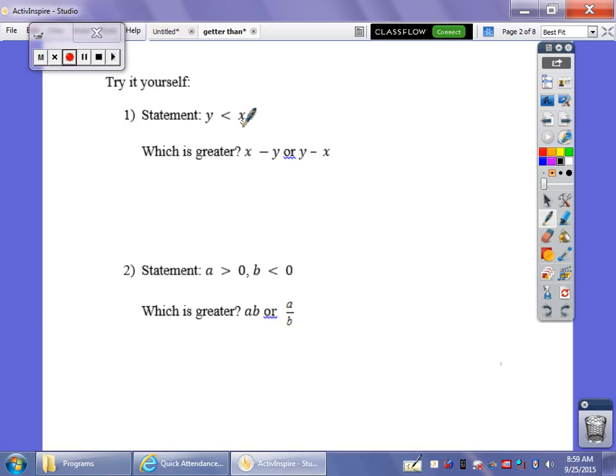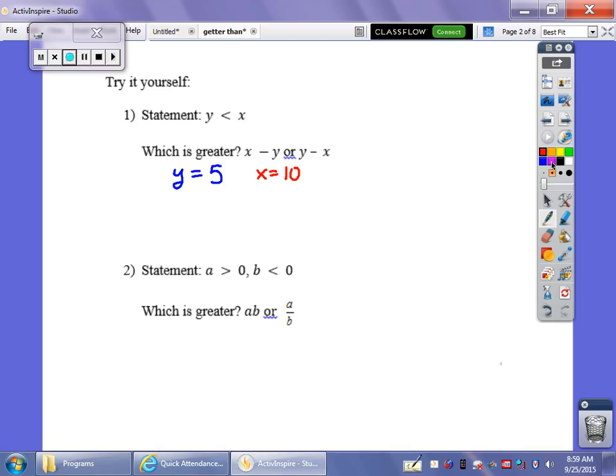So then it says, which is greater, x minus y or y minus x? When we look at this, we just have to say, well, what do we want y to be? So let's say y can equal 5. If y is equal to 5, and x is any number greater than 5, let's use an easy number like 10. So now we know that 5 is less than 10, and we have our value of y and our value of x.